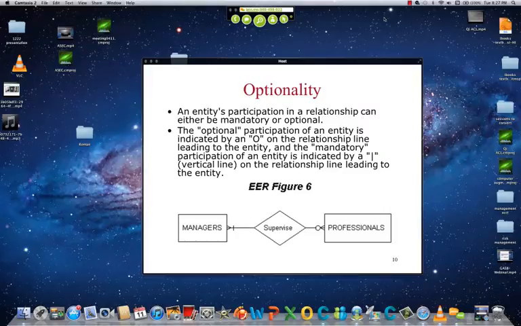Questions? So again, we have two things. Either we have a cross foot or not. If we don't have a cross foot, it means one. If we have a cross foot, it means many. This is called cardinality, basically the cardinality number. Then we have optionality. If you have this bar, this 1, it means mandatory. If you have the circle, 0, it means optional. So, questions?